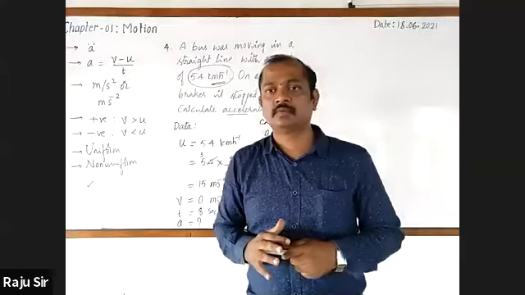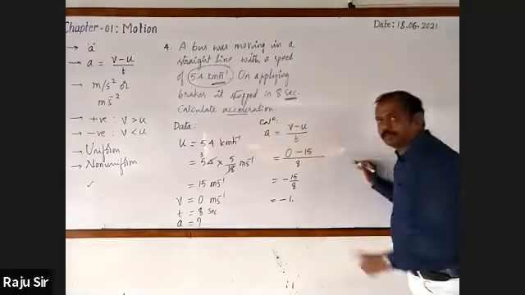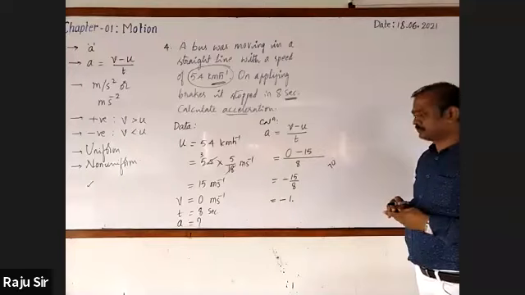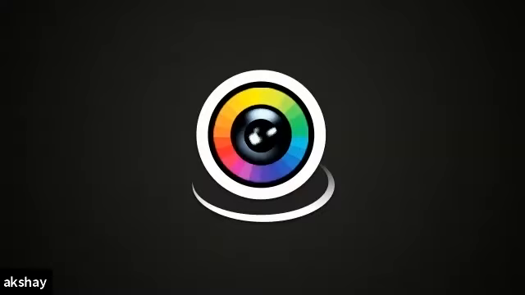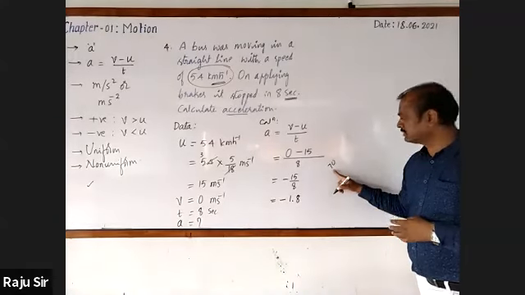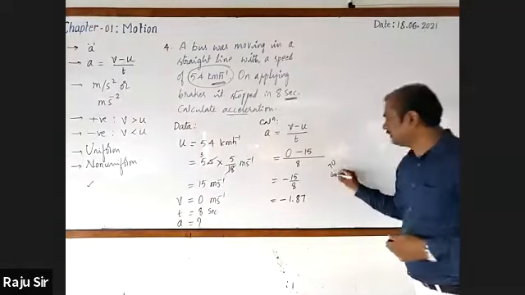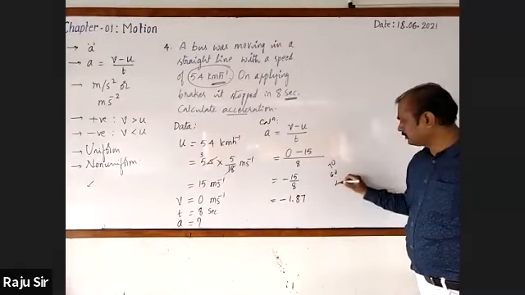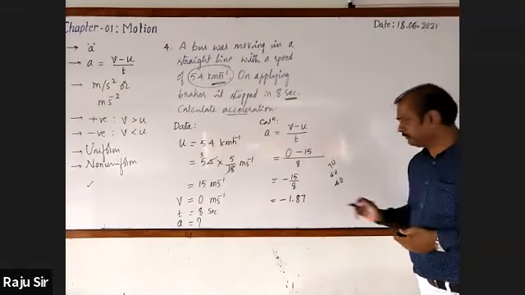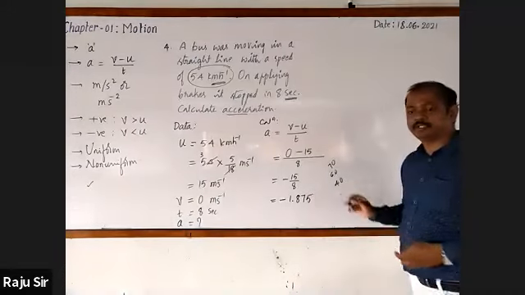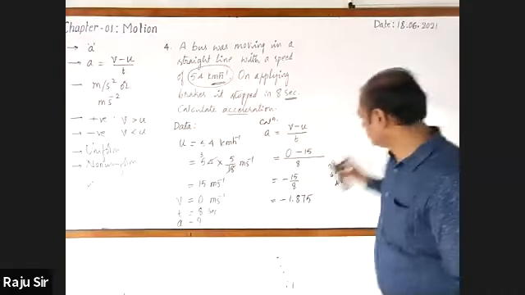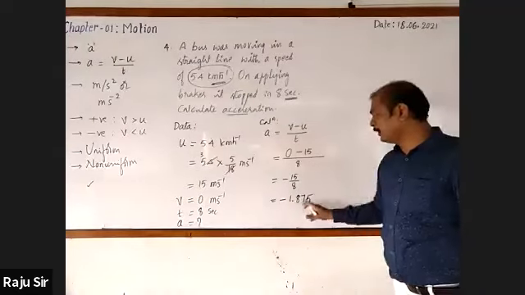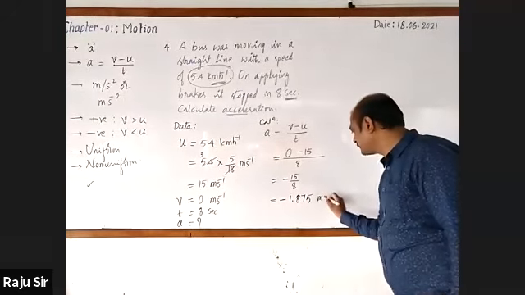Don't tell, just observe. 8 ones are 8, 7 will remain, it becomes 70. 8 eights are 64. 64, 6 will remain, it becomes 60. 8 sevens are 56. Then you get 4, it becomes 40. 8 fives are 40. This is minus 1.875 meter per second.